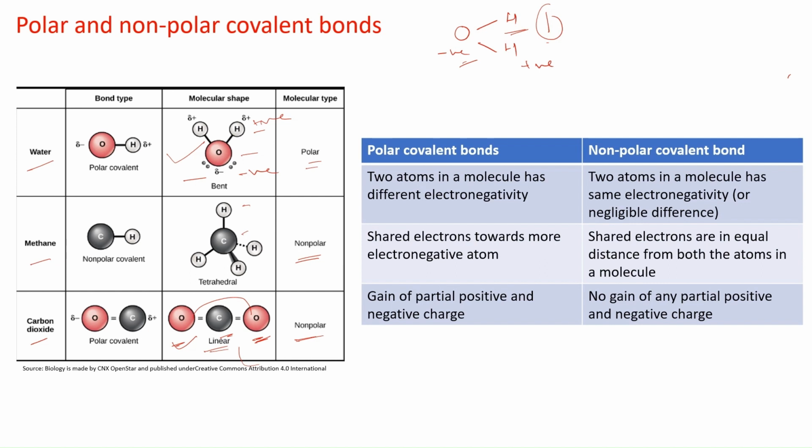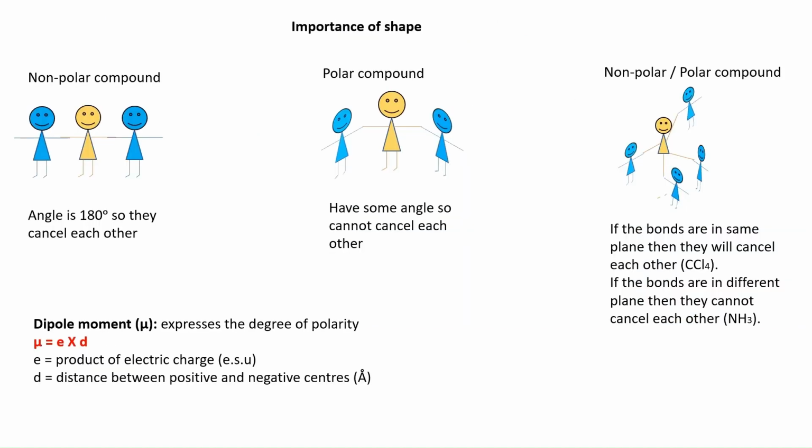Clear? Now come to the example of carbon dioxide. Here carbon and oxygen are involved. Here also there is a difference in electronegativity. Oxygen is much more electronegative as compared to carbon. But because the bond angle is 180 degree, they cancel out each other and hence it is non-polar in nature. So what is the importance of shape? We already studied that if the angle is 180 degree, they cancel out each other and the compound will be non-polar in nature. If they have some angle, the compound will have polar nature.